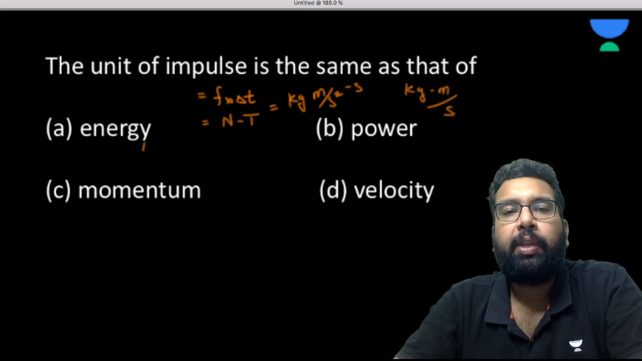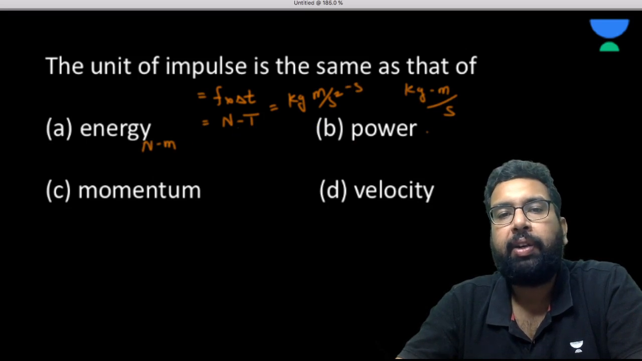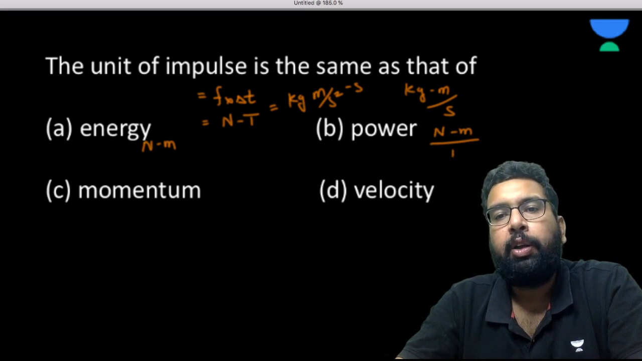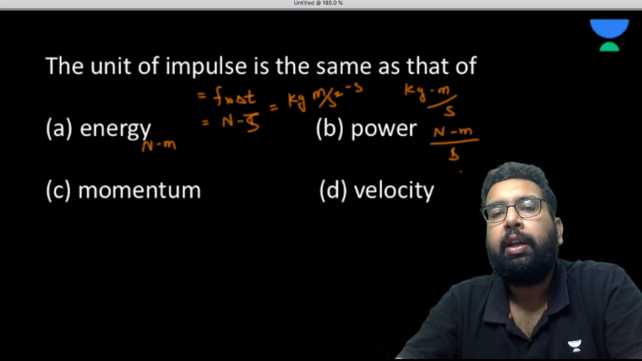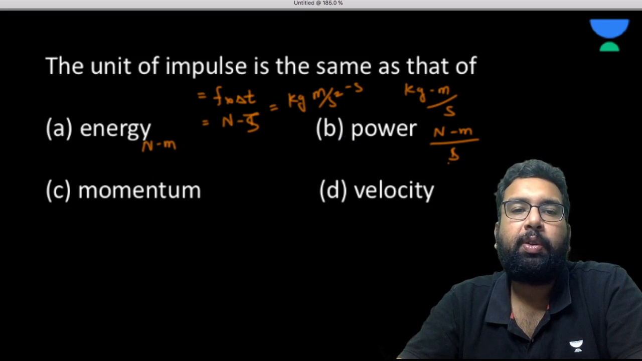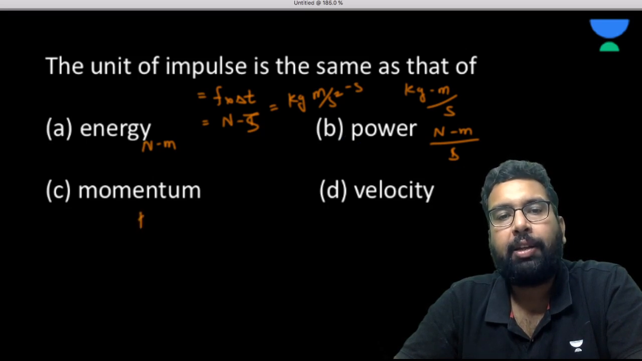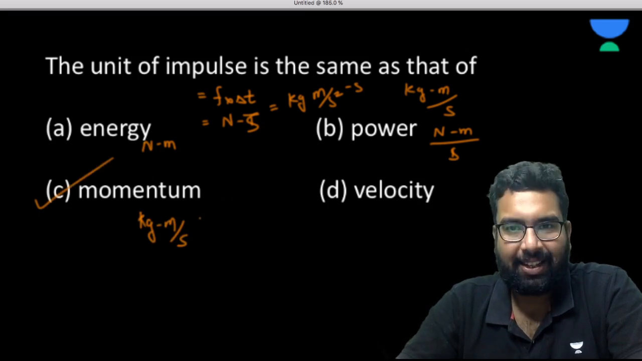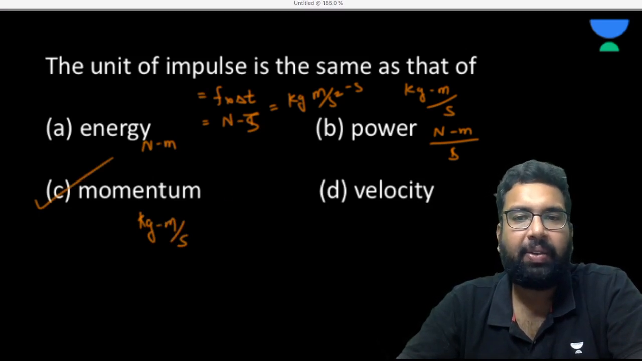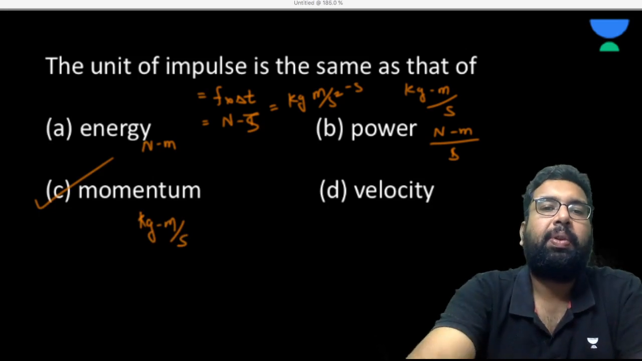Now, what is the unit of energy? Sir, it is Newton meter. Definitely not this. Sir, it is Newton meter per unit time. So Newton meter per second. Definitely it is also not this. What is this, sir? Momentum is mass into velocity, that is kg meter per second. So it has to be the answer. I am sure that you have got this. Now let's move to the next question.